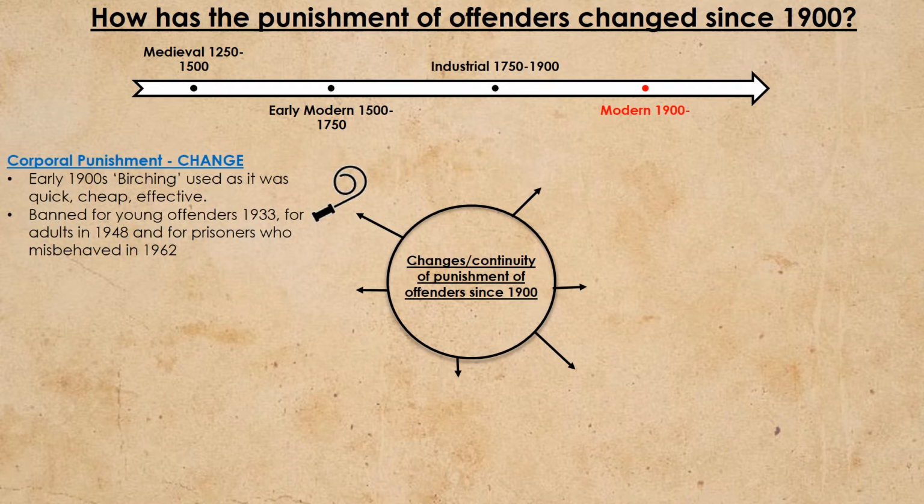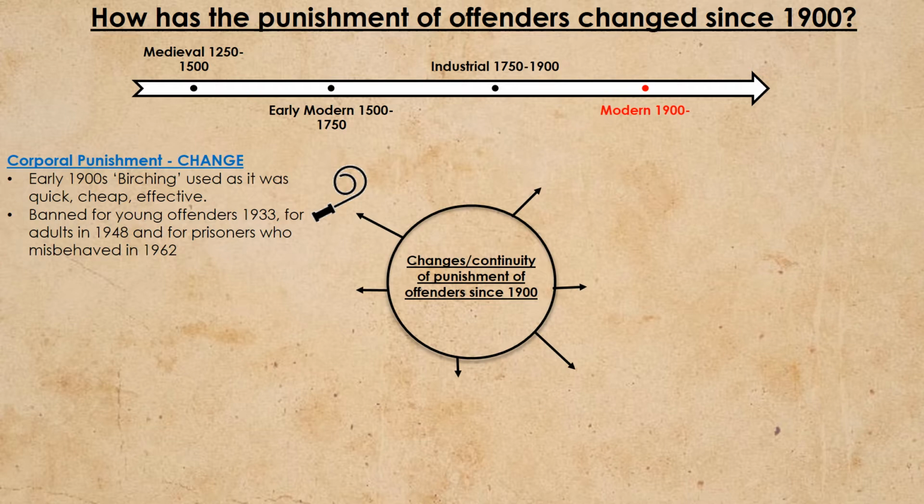In terms of change then, corporal punishments, so physical punishments, undergo a big change during this time period. In the early 1900s, birching, which is a kind of whipping with a birch stick, was used on petty criminals instead of prison because it was argued that it was cheaper than sending a criminal to jail. It was quicker, and some people argued it was a more effective deterrent.